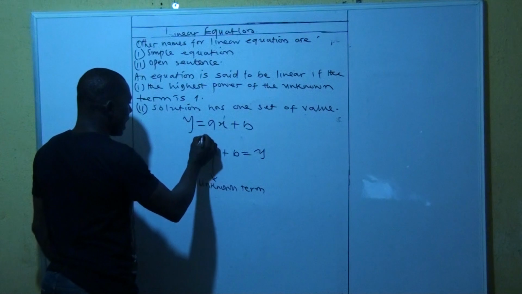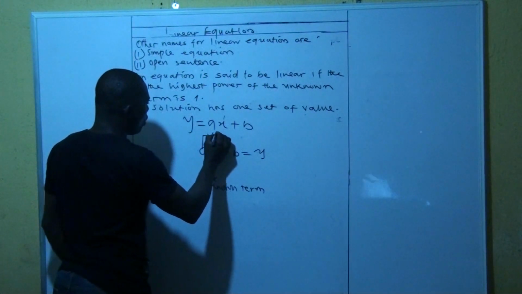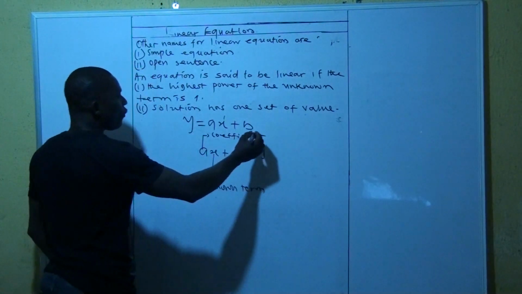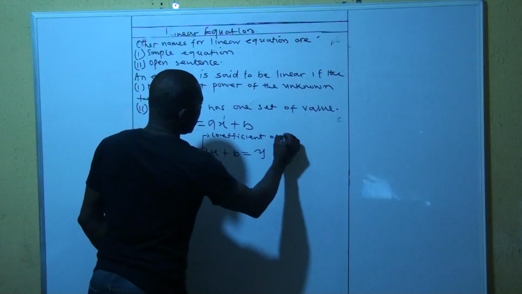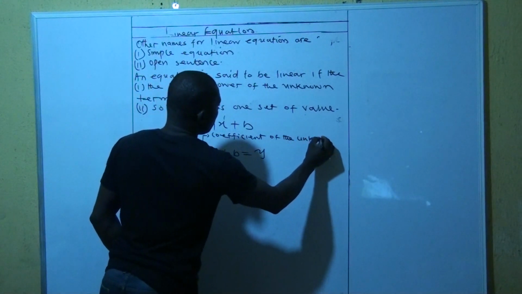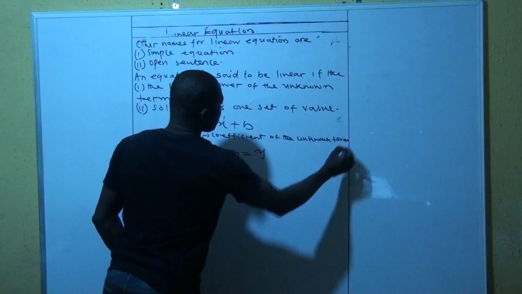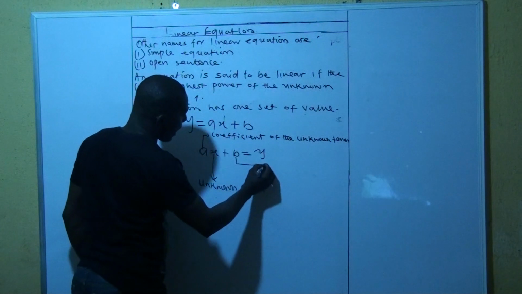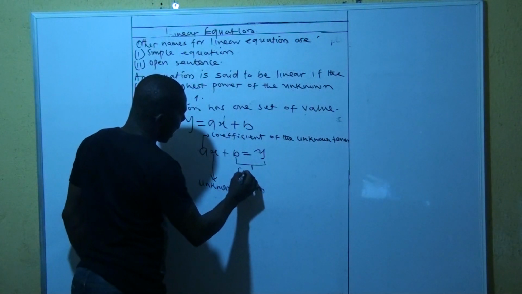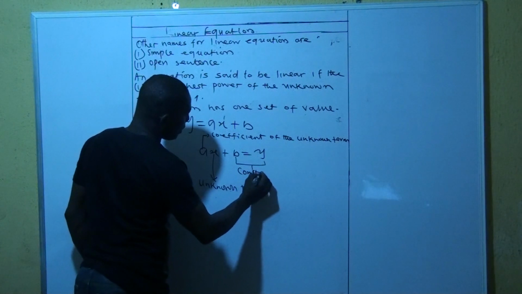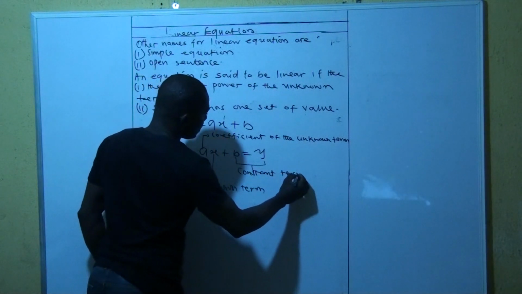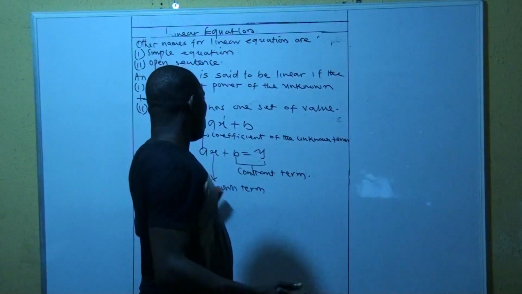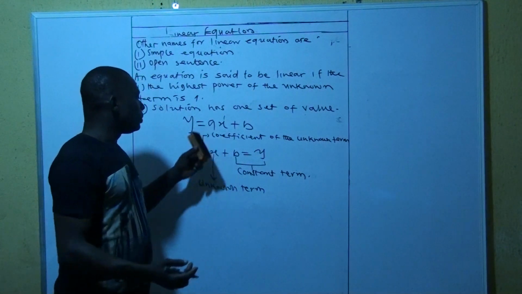Then the a here, attached to the unknown term, we call it the coefficient. We refer to it as the coefficient of the unknown term. Now, this b and the y here, they both together are known as the constant term in the equation. So that is how you identify a linear equation.